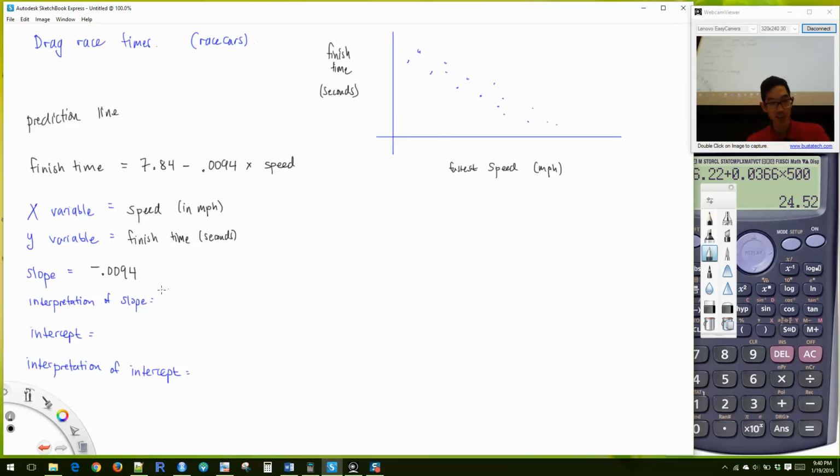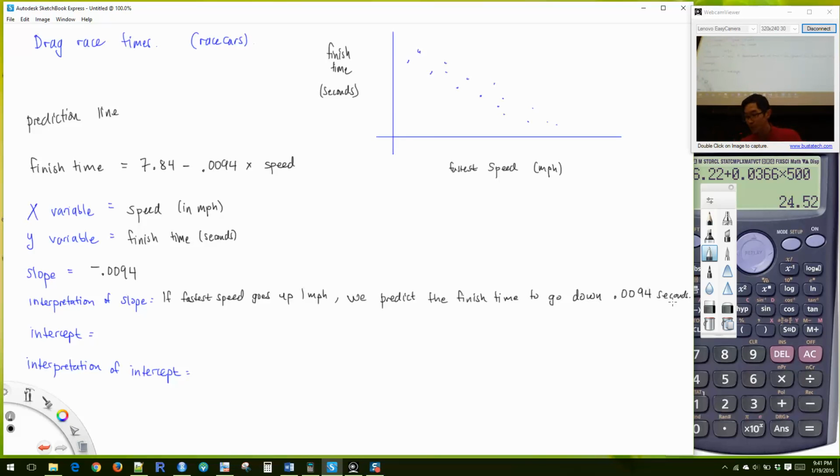Excellent. If you didn't hear that, it is: if the fastest speed goes up by 1 mile per hour, so this is increasing x by 1, we predict the finish time to go down 0.0094 seconds. These are cars crossing the finish line at something like 300 or 330 miles per hour.